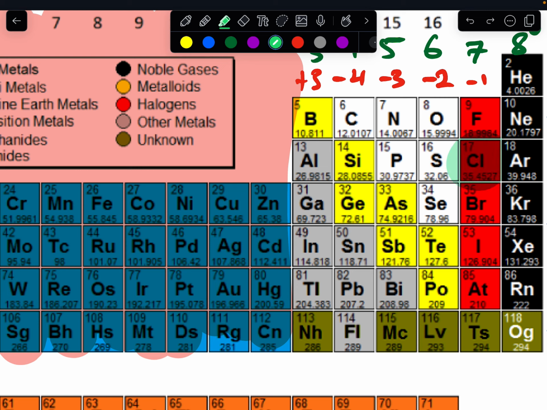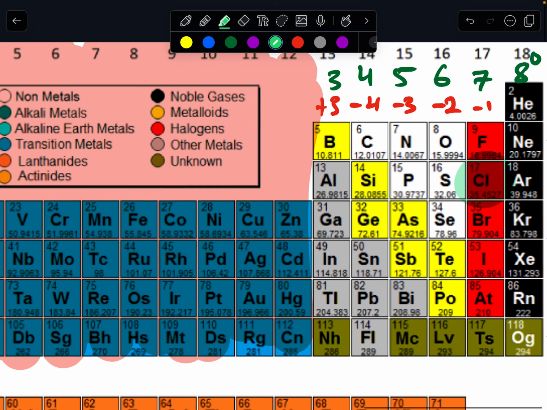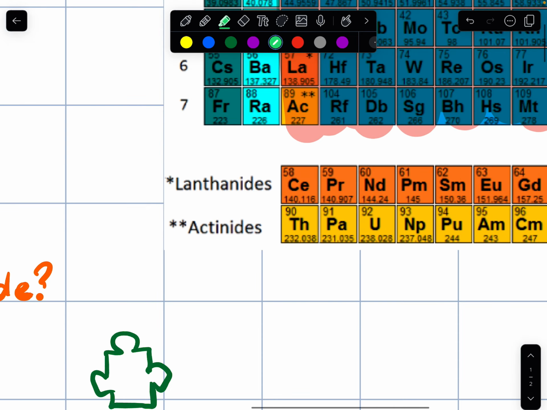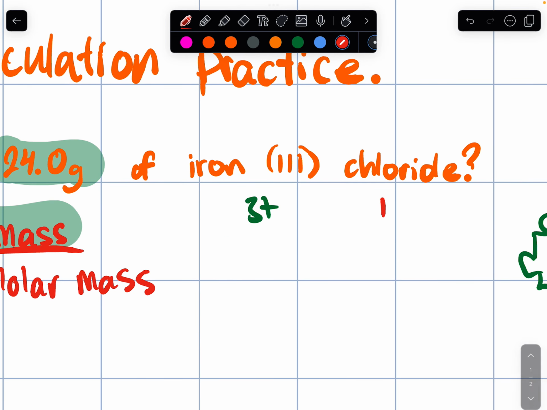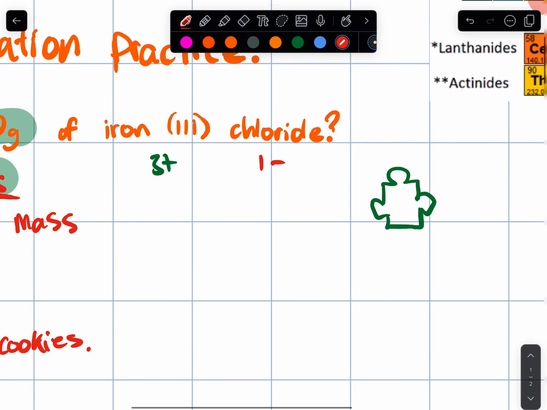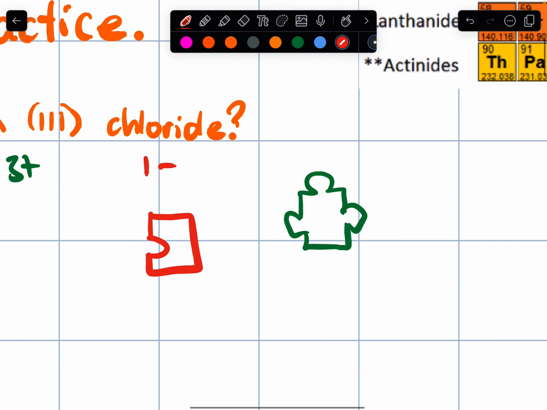That color doesn't work either, but whatever. Chlorine's over in the -1 column, which means that chlorine's going to have a charge of 1 minus. So 1 minus is our chlorine charge. And if we draw that as a puzzle piece, it's actually what I drew earlier, coincidentally, where it has 1 hole sticking in.